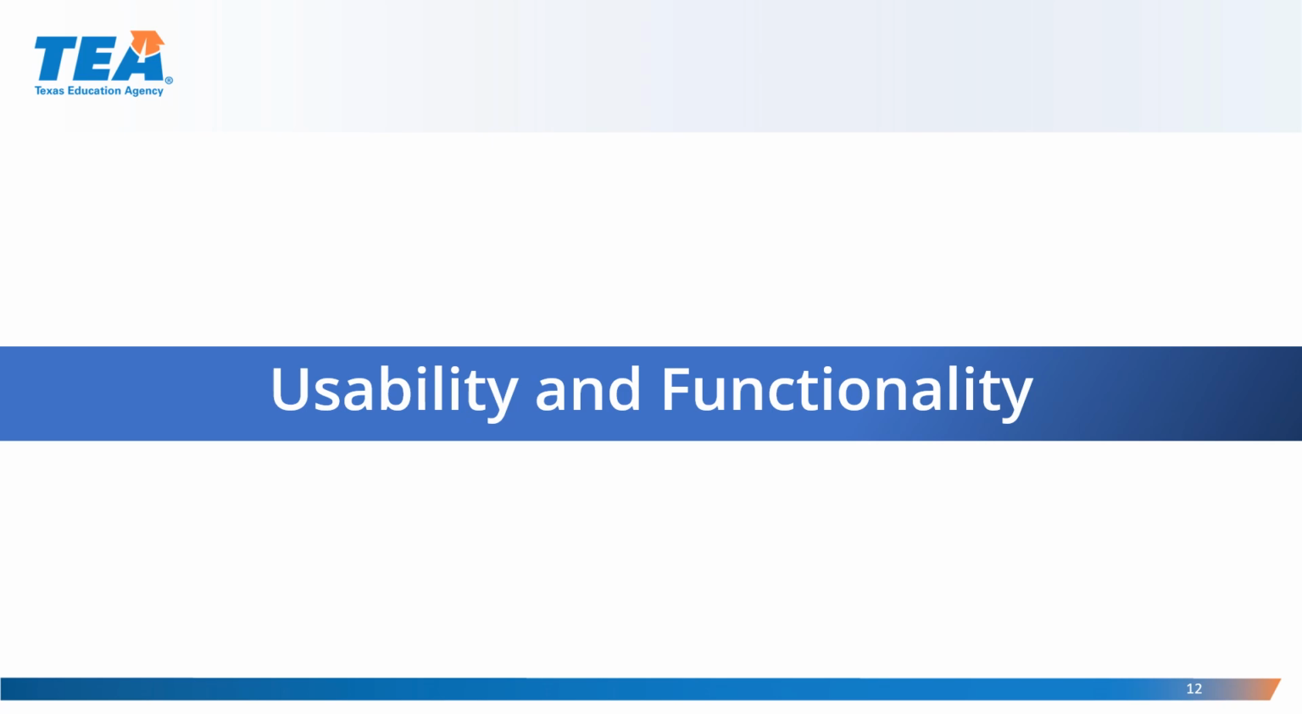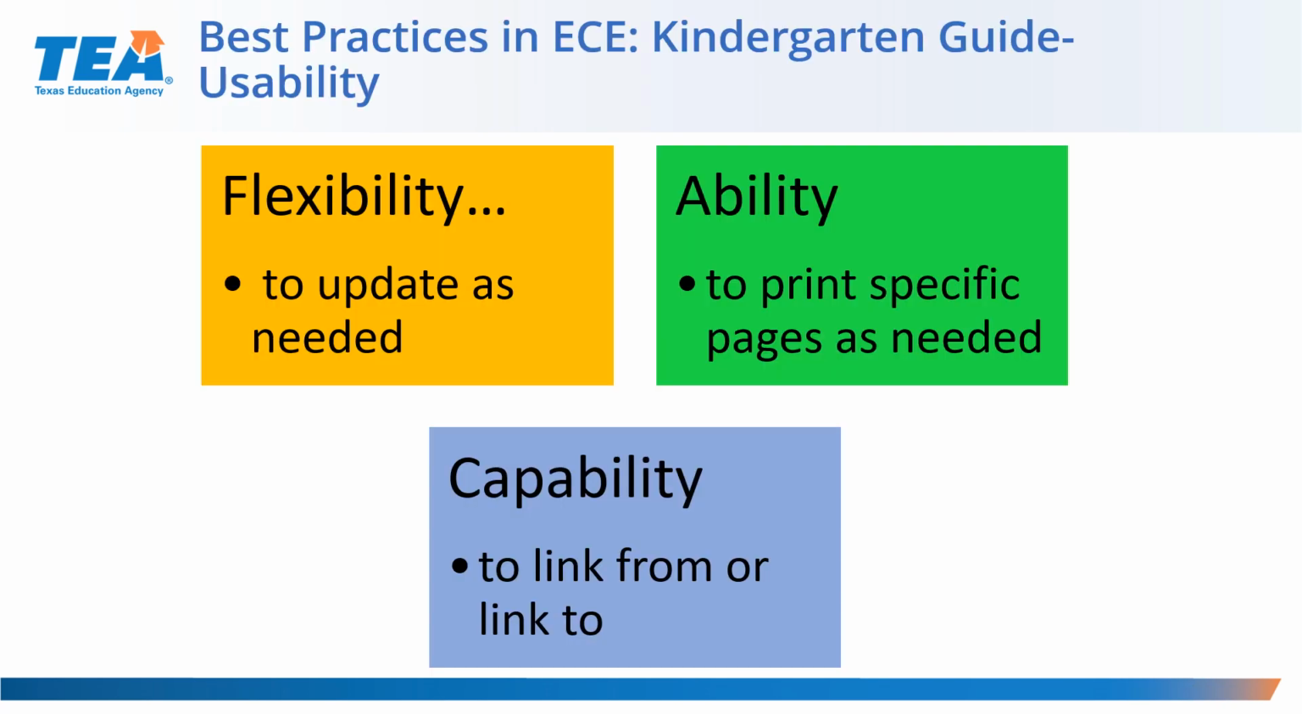Let's transition to reviewing the kindergarten guides through the lens of usability and functionality. We want to share our shift from providing content in a physical guidebook to providing content through web pages. Our initial thought was to have the content in one comprehensive place. Shifting to web pages allows us to add or update content as needed, such as adding and linking to exemplars in the state, the ability to print specific pages as needed, and the ability to link this content into other sources such as our TEKS and vertical alignment pages.